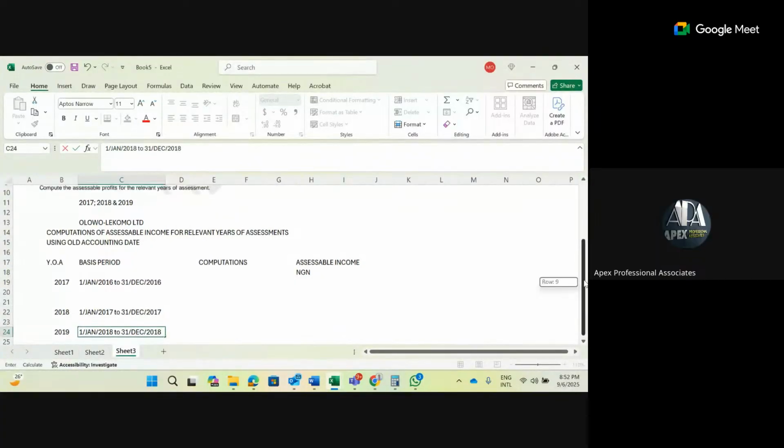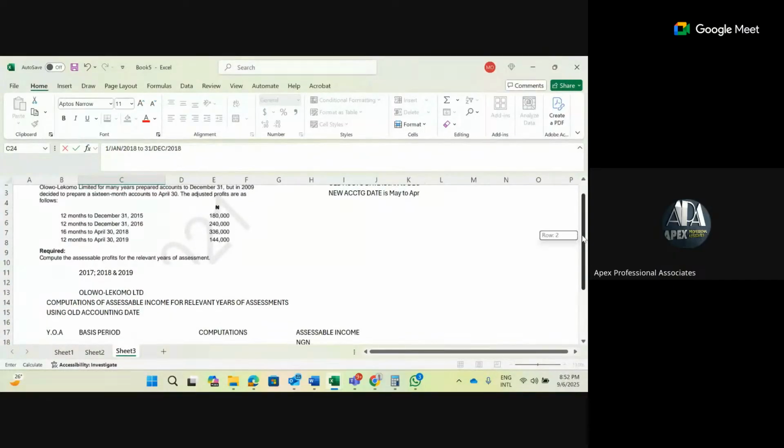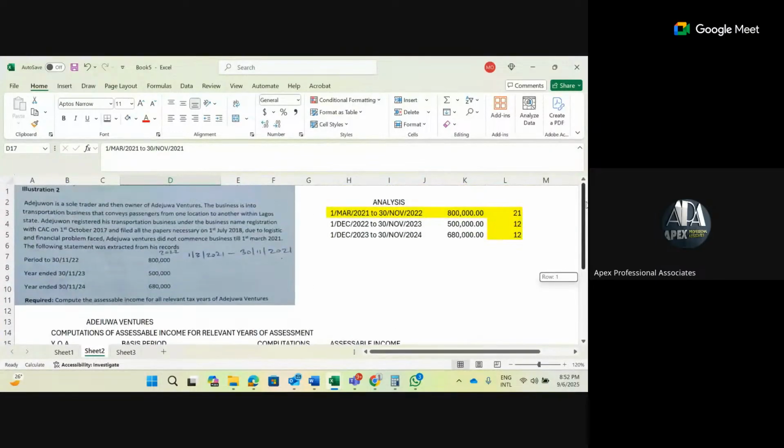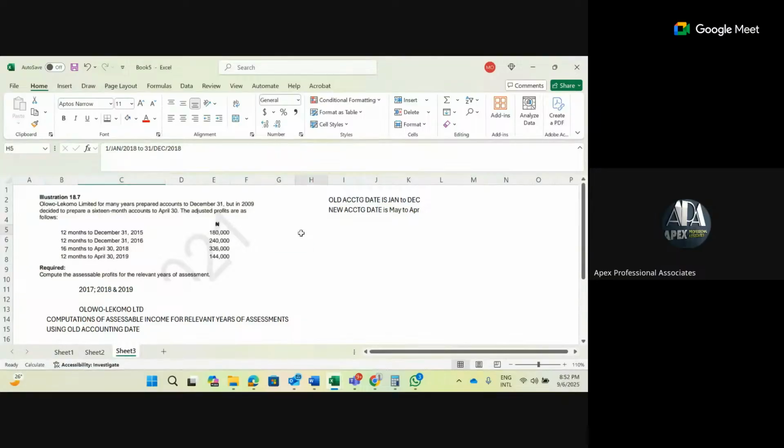Good. Before we move on, let's do this analysis that I did when I was solving this particular question, so that it can help us to move faster. This one of 2015, when did it start? It started from 1st of January 2015 to 31st December 2015. And what is the number of months? This is going to give me 12 months.